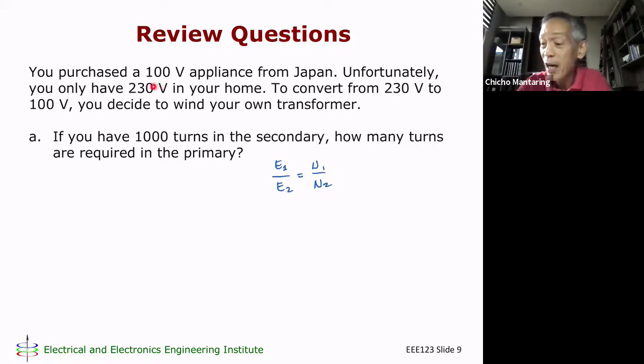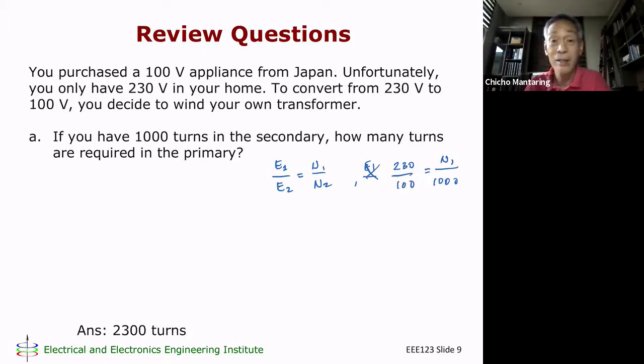100 volts is our load side, so that's the secondary. So you have E1, and our source side is 230 volts, that is our primary. So our primary is 230 over 100 is equal to, I know that N2 is 1000. So what is N1? N1 is just 2300. So this is just applying the straight formula: E1 over E2 is equal to N1 over N2.